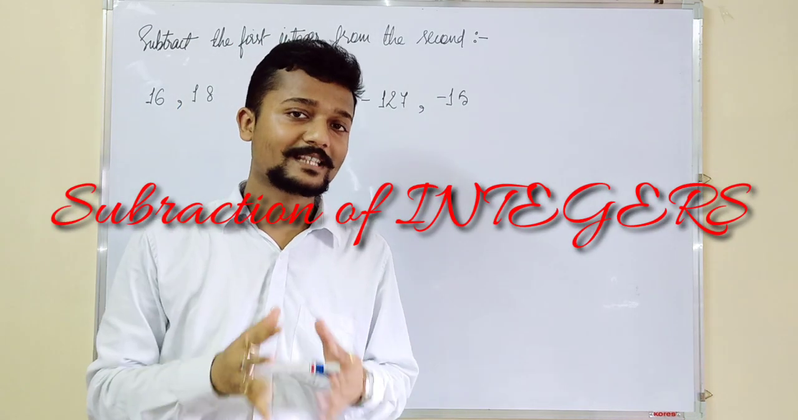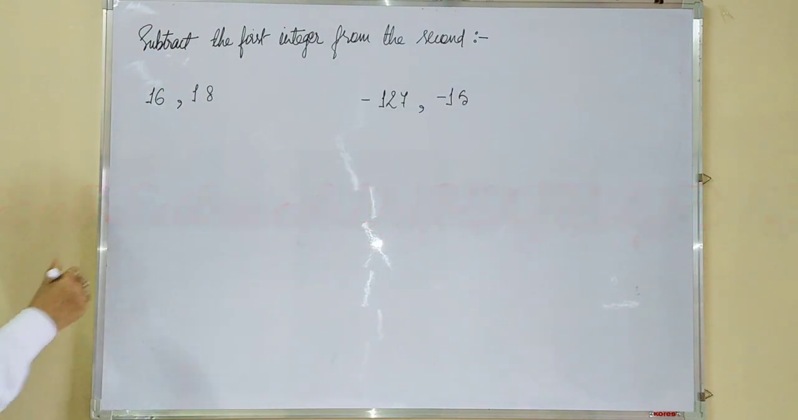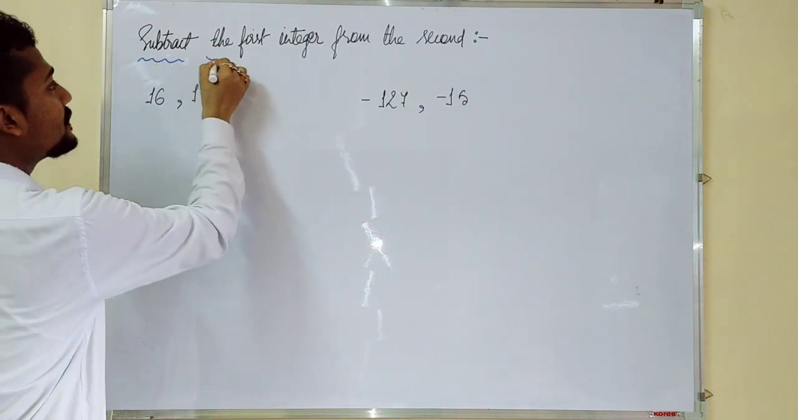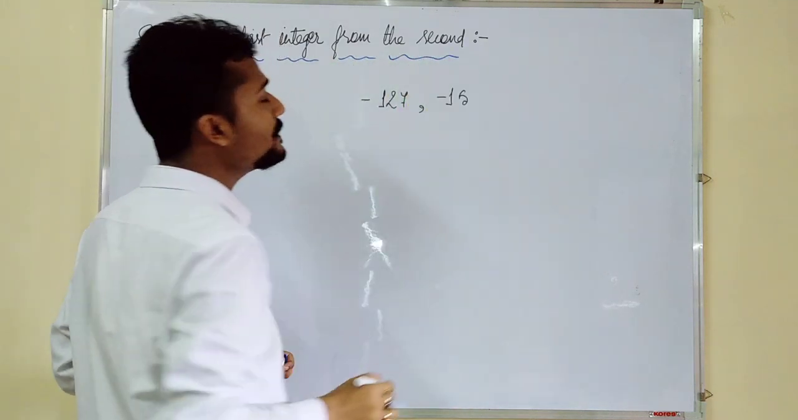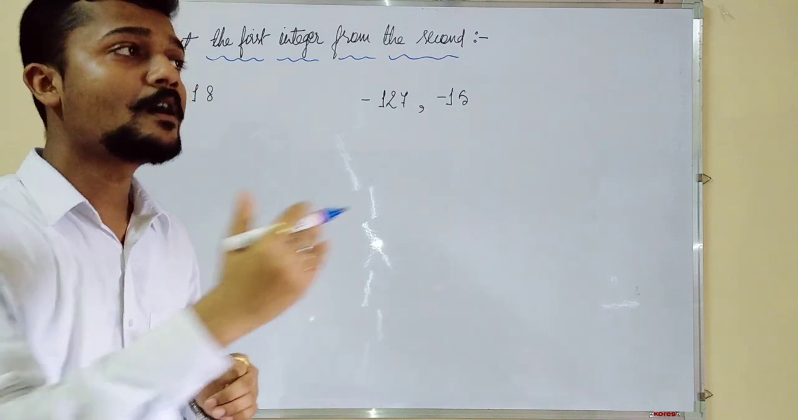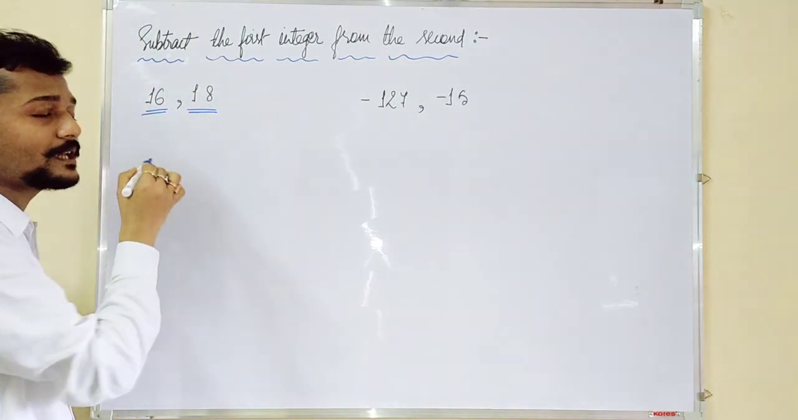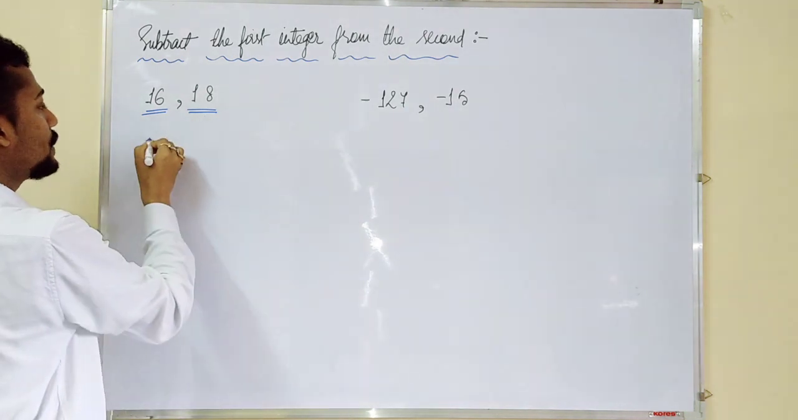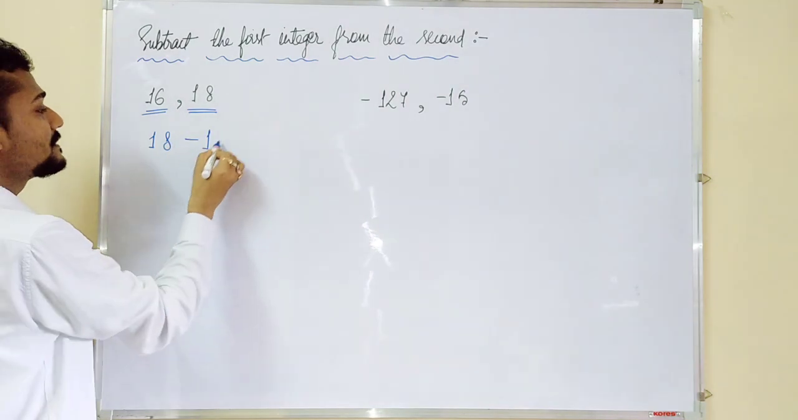So let us do the next part, that is subtraction of integers. What is given in this particular question? Subtract the first integer from the second. That means we have to subtract the first integer from the second. मतलब second वाले से first वाले को subtract करना है. That means first one we are going to put here, 18 minus 16.